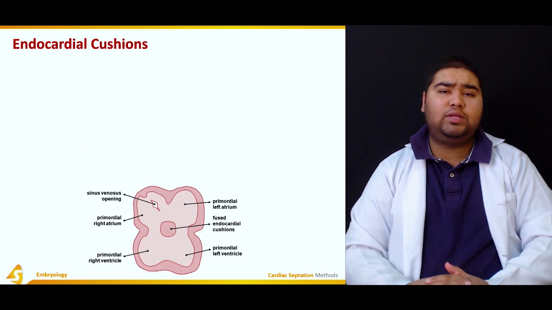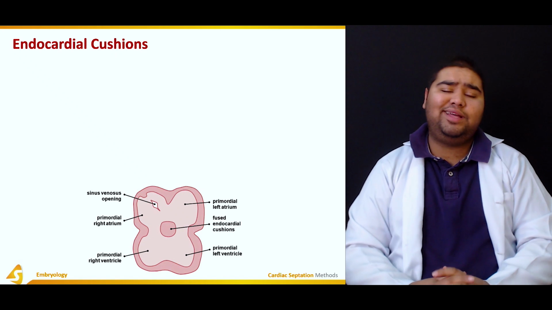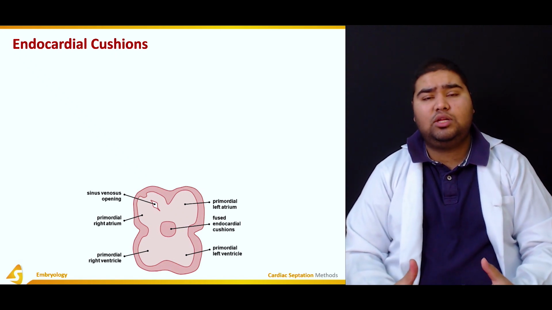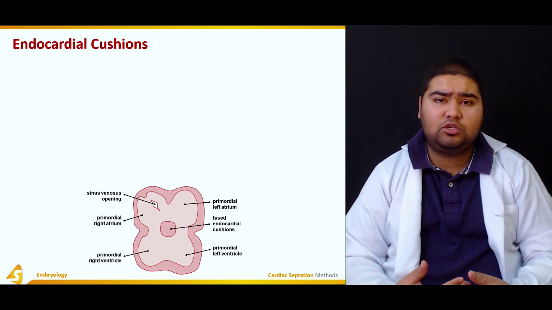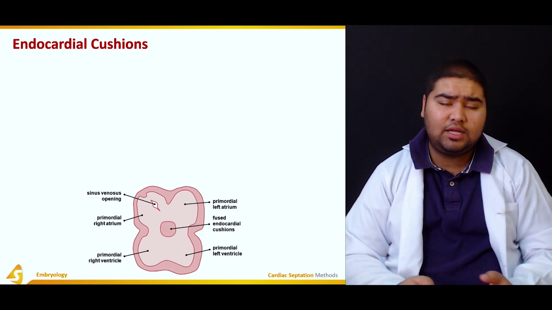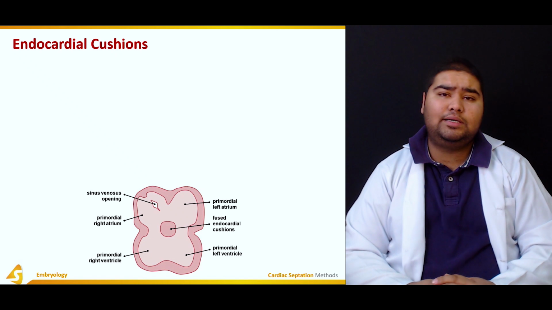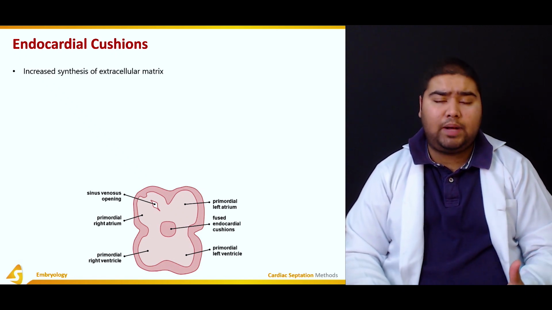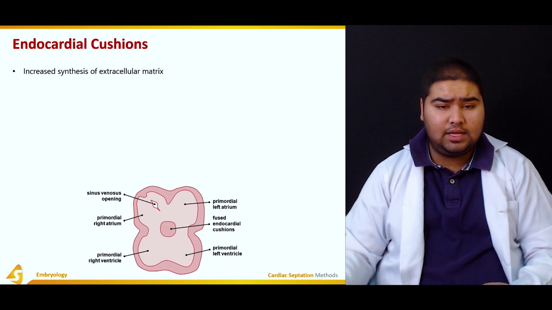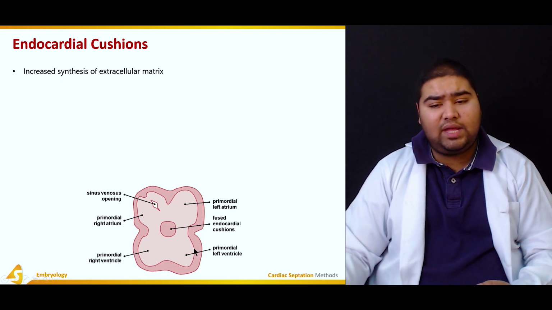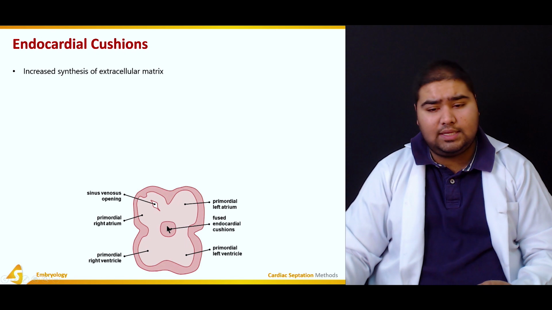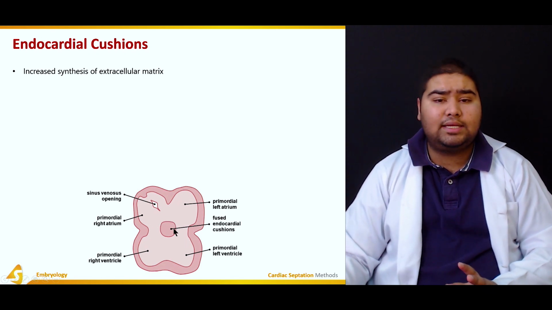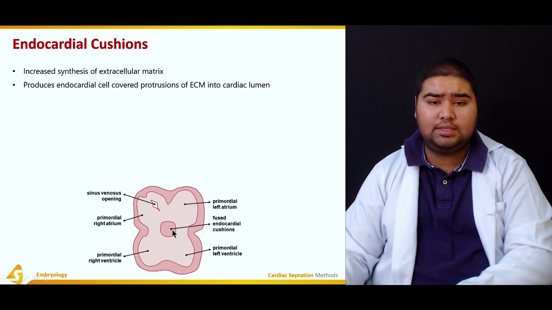So let's talk about the endocardial cushions. What are the endocardial cushions? Basically, endocardial cushions are proliferations of the extracellular matrix which are bound by the cardiac myocytes. So there is increased synthesis of the extracellular matrix. Here you can see this is an endocardial cushion where there is increased synthesis of the extracellular matrix.